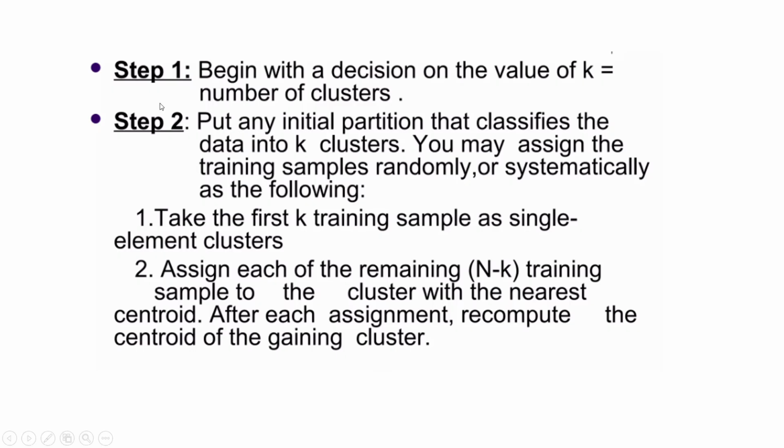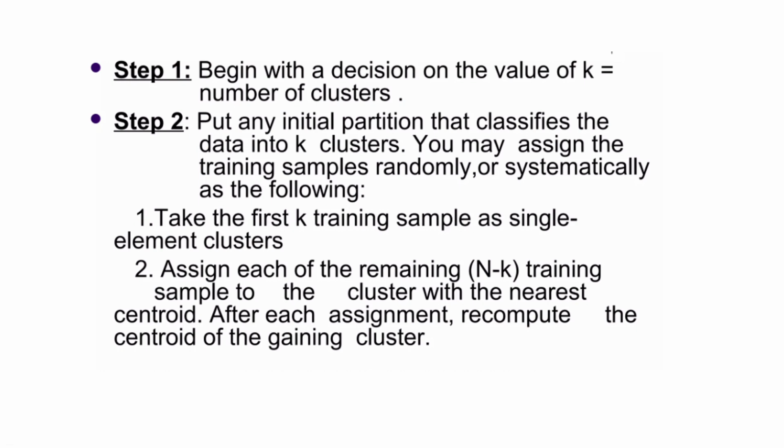Let's see the steps involved in k-means clustering. Begin with a decision on the value of k, equal to the number of clusters. So we need to take the k value from the given data set. Then we put any initial partition that classifies the data into k clusters. You may assign the training samples randomly or systematically, as follows.